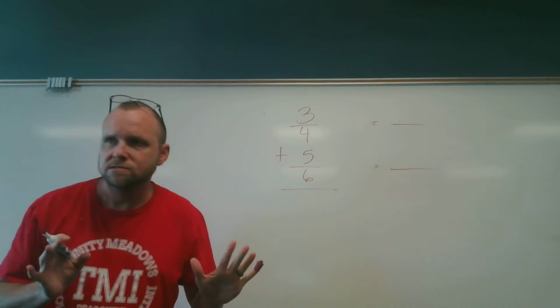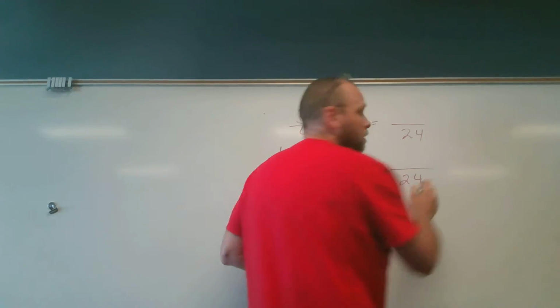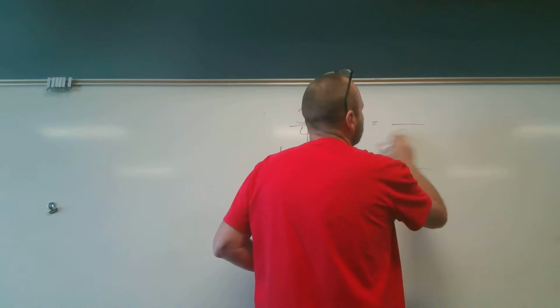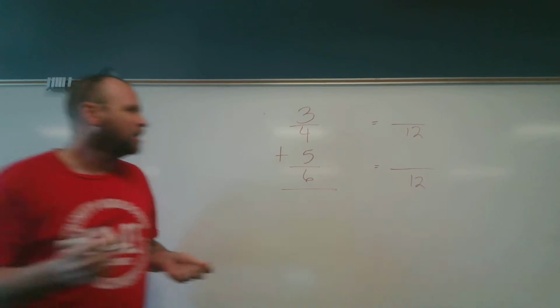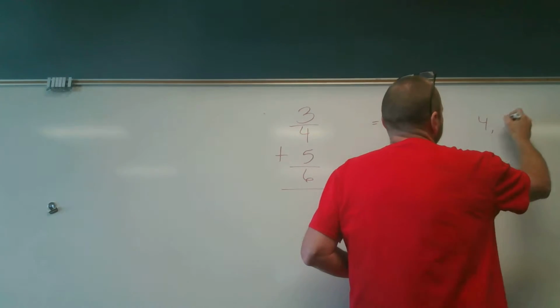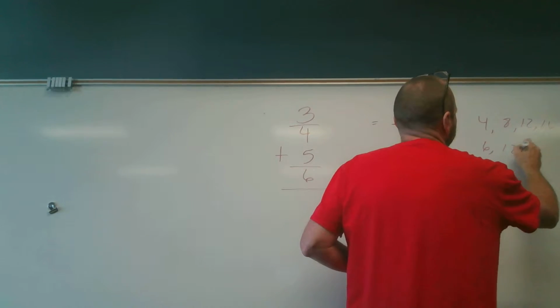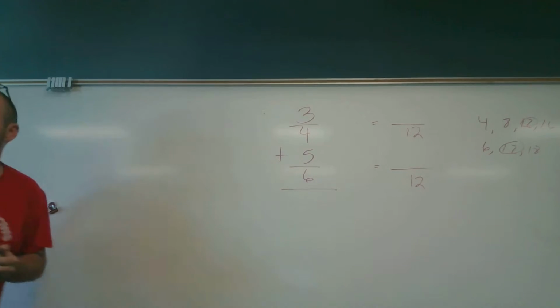Okay, so it's just 24. I thought it was 12. Well, you could use either one, but the least common denominator is 12. And you can list the multiples out: 4, 8, 12, 16, and 6, 12, 18, and then 12 is the first one that's in both rows. That's how you figure that out.